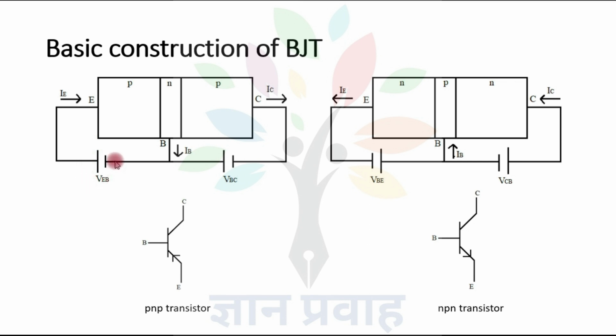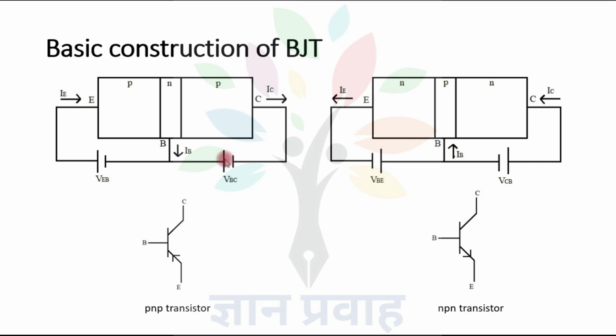In forward bias mode we provide the voltage between the emitter and base junction such that the emitter base junction is in forward bias. And the collector base junction must be in reverse bias. So here we are applying a reverse bias VBC voltage.